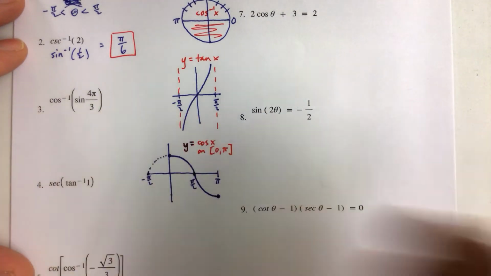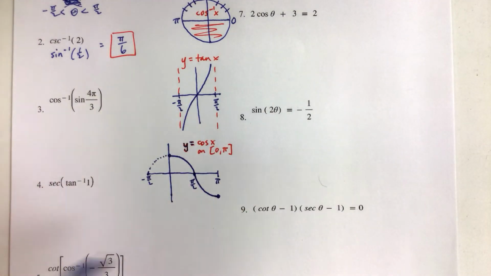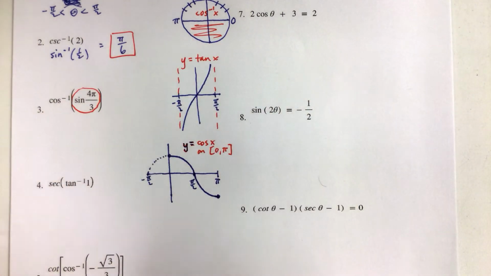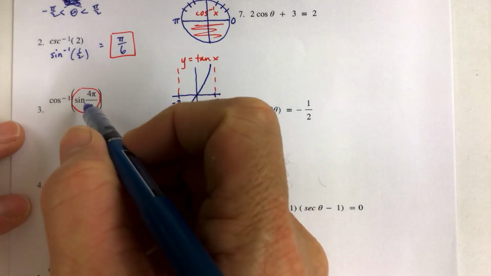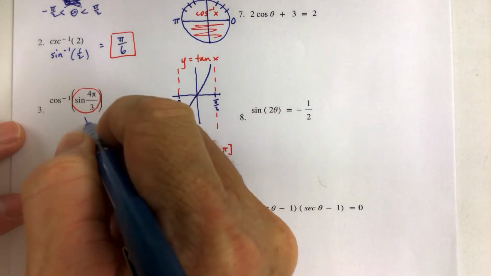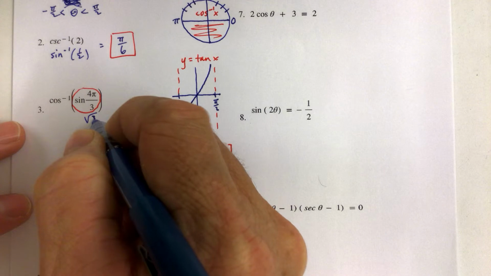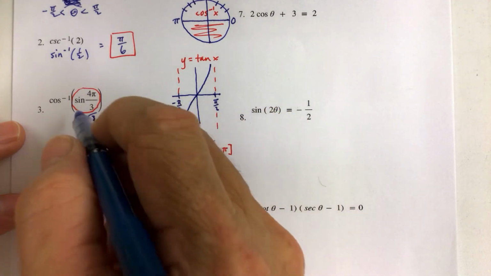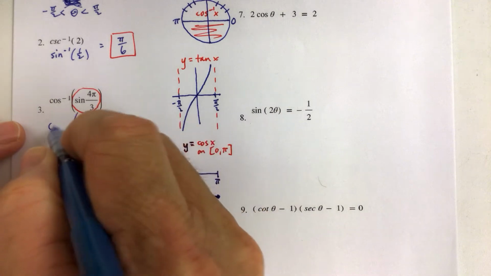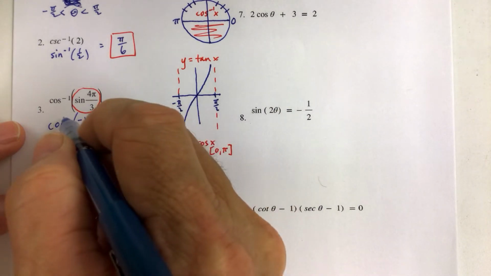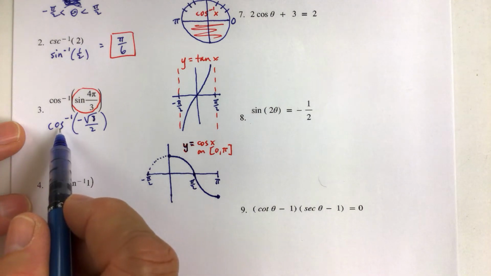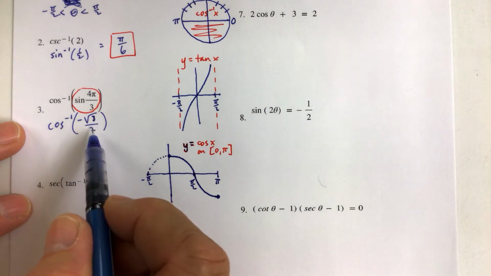Problem 3, we get into section 7.2 where we have a combination of inverse and not inverse functions. So first thing, sine of 4 pi over 3. Well, 4 pi over 3 is in the third quadrant, so we know that that's negative. Negative radical 3 over 2 is the value of the sine of 4 pi over 3.